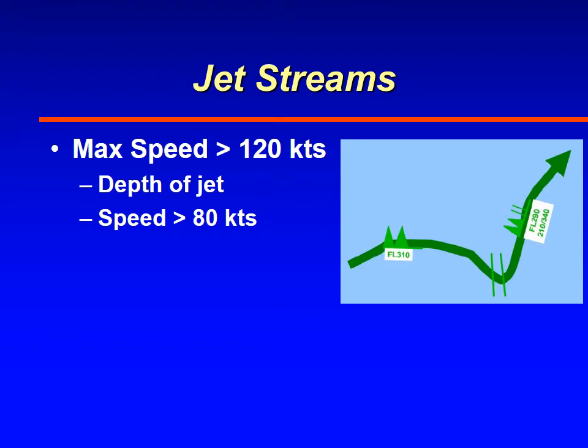If you see a box that has an extra set of numbers, that indicates the core of the jet. And what they mean by core is where the wind speeds are greater than 80 knots. So in this example, the wind speeds are greater than 80 knots between 21,000 and 34,000 feet. They only do that if the wind speeds are greater than 120 knots.